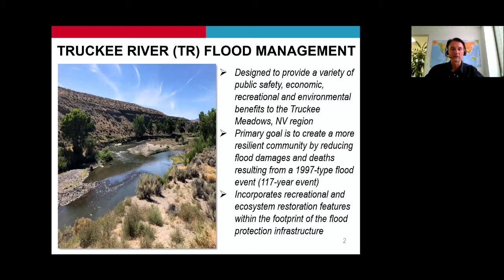So the primary goal of the Truckee River Flood Protection Plan is to reduce flood damages and casualties from a 100-year flood event. Also, providing passages for fish spawning, enhanced recreational opportunities, and restoring more than 50 miles of the Truckee River between the city of Reno and Pyramid Lake have also become important supporting goals.